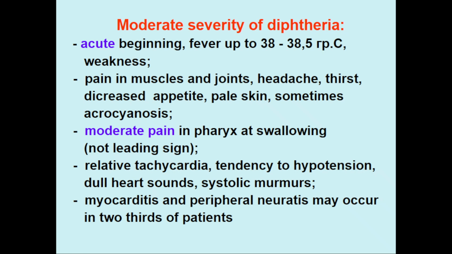Moderate severity diphtheria, usually what we discuss, usually what's shown in your clinical task. Moderate severity: acute beginning, fever up to 38.5 degrees, weakness, pain in muscles and joints, headache, thirst, decreased appetite, pale skin, sometimes acrocyanosis, all due to severe intoxication. Moderate pain in pharynx and swallowing, it's not a latent sign. Relative tachycardia, tendency to hypertension, dull heart sounds, systolic murmurs. Myocarditis and peripheral neuritis may occur in 2/3 of patients already at this stage.